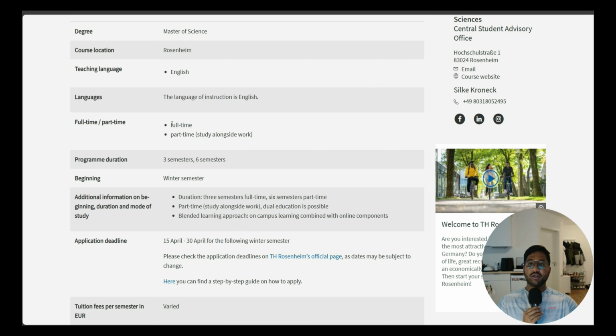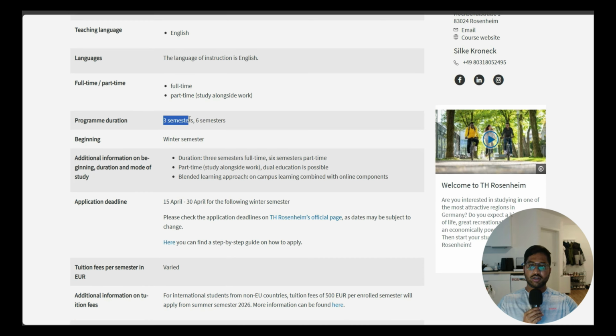Full-time and part-time are both possible, where you can do full-time and you can also do part-time studies alongside your work. If you're doing full-time, then it will be 3 semesters. If you're doing part-time, then it will be double, 6 semesters. Beginning of semester is only in winter semester. This course is not offered in summer semester.